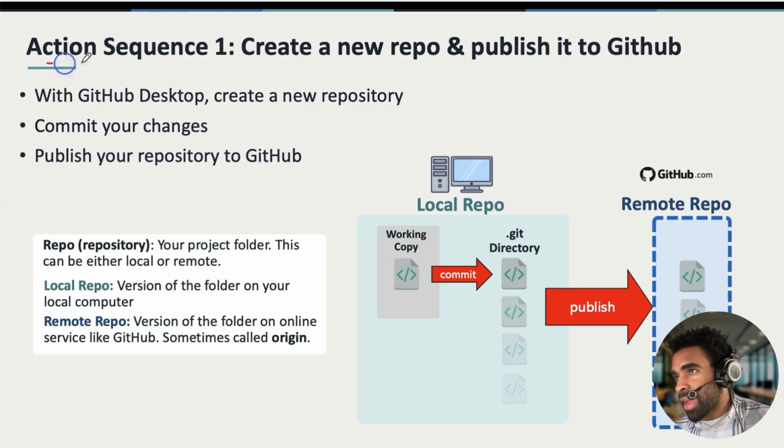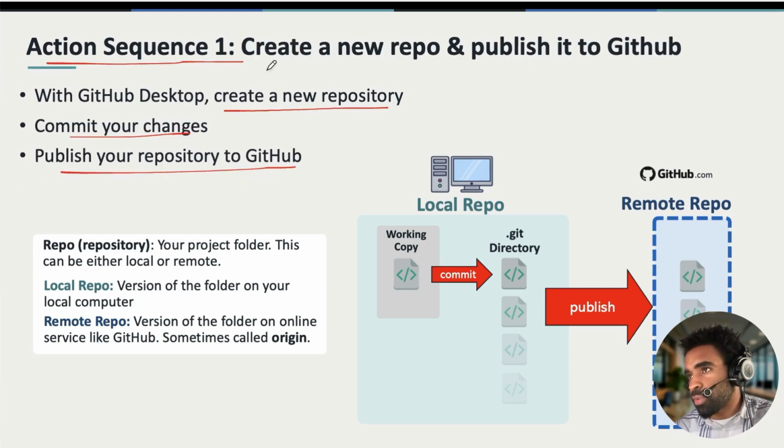So that's it for action sequence 1. We created a new repository, we committed our changes, and then we published that repo to GitHub. You can imagine that if you're working on some analysis and you want to share it with your colleagues, instead of sending a bunch of emails back and forth, you create a repository, you publish it to GitHub, and then your colleagues can see it from GitHub there. Each time you make a change, you just push up your new change to GitHub, and they'll be able to see the updates.